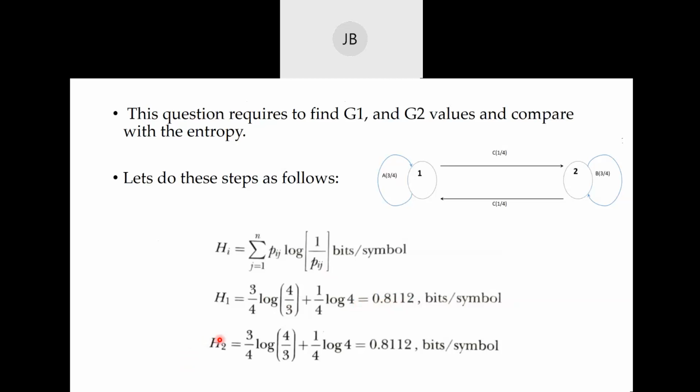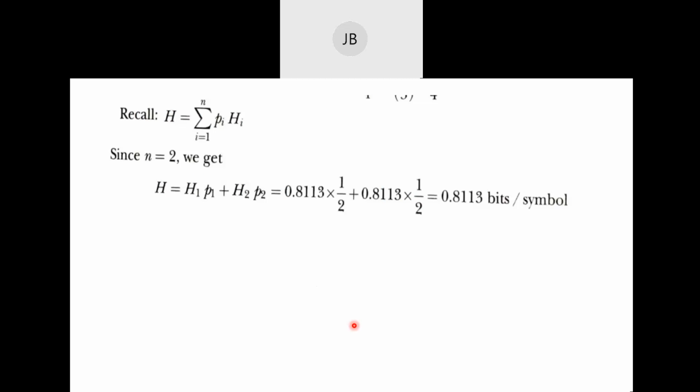Next, what is the entropy of state 2? How do we get to state 2? Either from state 2 back to state 2, or a transition from state 1 to state 2. So those probability values are 3 by 4 and 1 by 4. We substitute in this equation to get those values here. So it appears that both H1 and H2 are the same here. With that we can find the final entropy. Final entropy is nothing but the entropy of a state multiplied by the probability of the state, the transition probabilities.